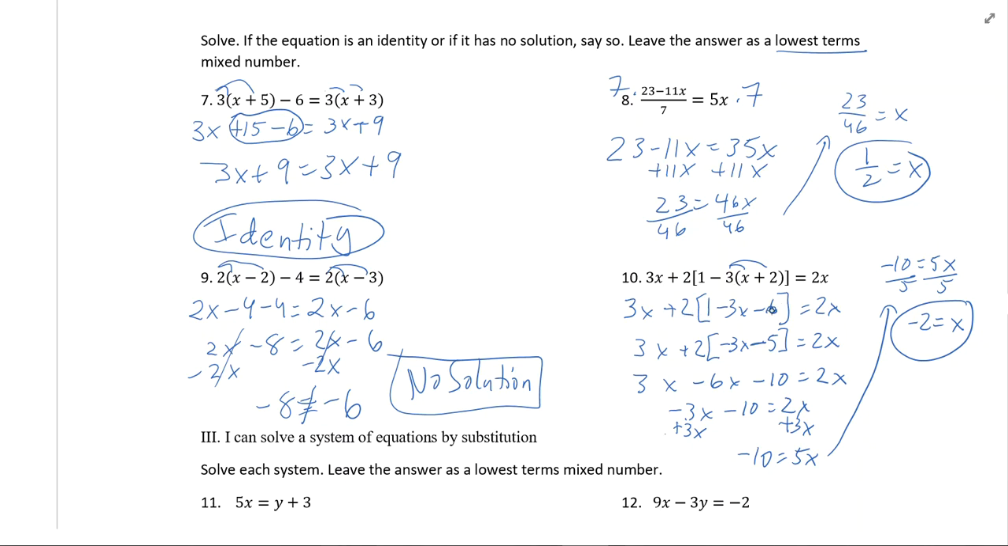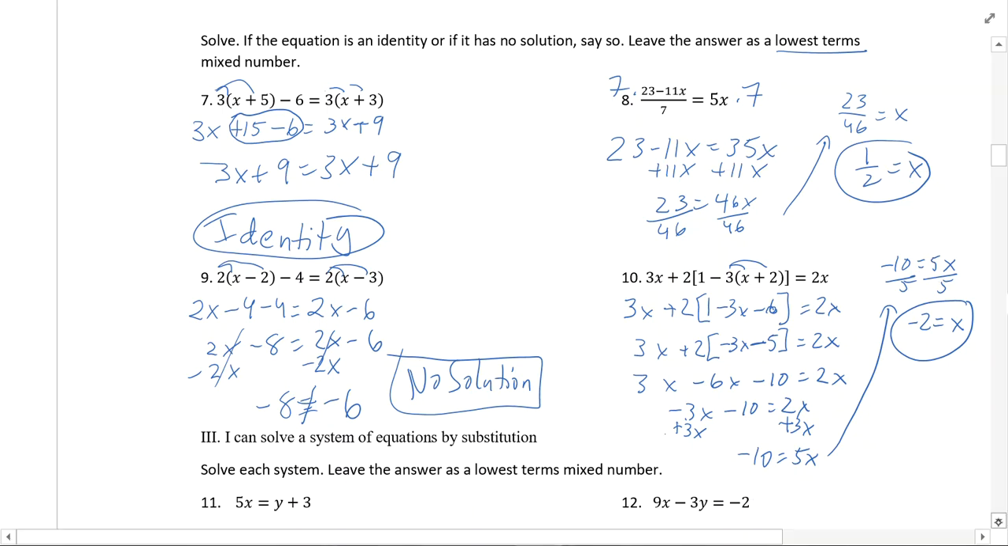Again, you wanted to distribute, combine all your like terms, and when we got here, we got -10 equals 5x. We're trying to get x by itself, so we divided each side by 5. So -10 divided by 5 over here gave us x equals -2. All right.